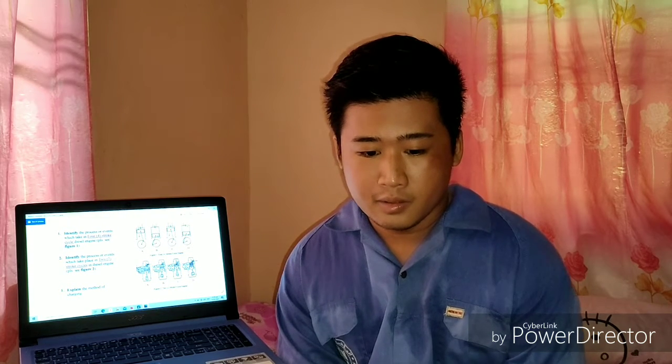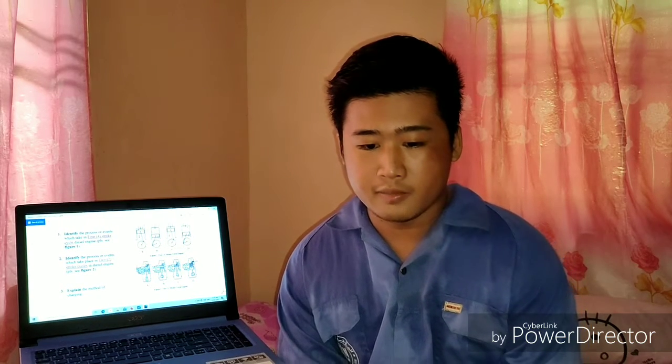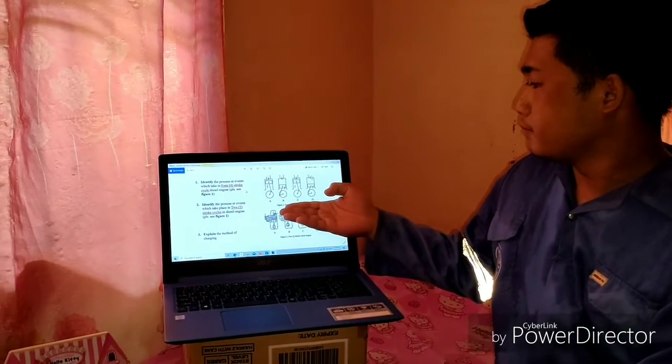I will identify the process and events which take place in the 4-stroke cycle and 2-stroke cycle diesel engine, and I will explain the methods of charging. Let's find out. This is the 4-stroke cycle engine.